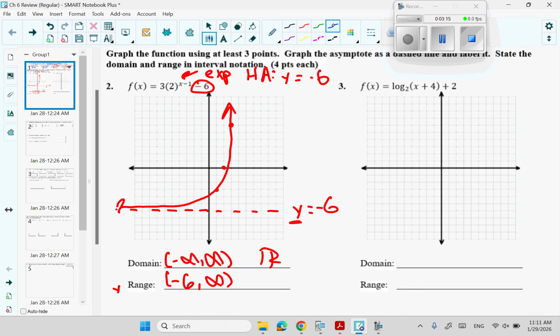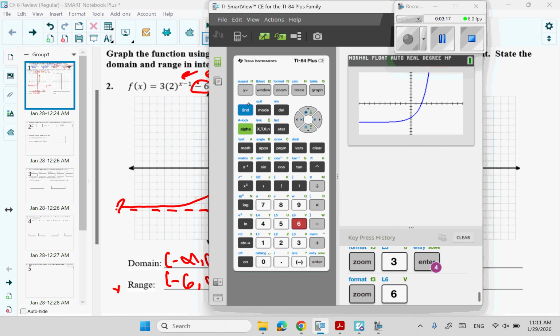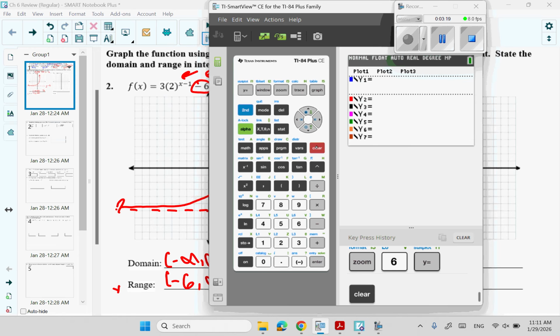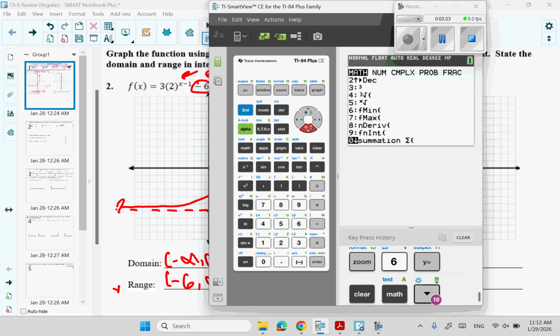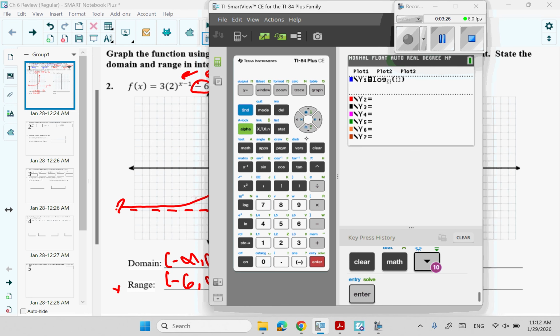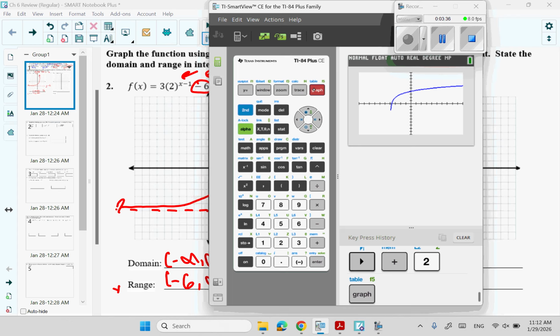Number 3, same process. Let's graph it. So I have log base 2. I can go to math down to A. Log base 2 of x plus 4, plus 2. And I, of course, can graph it.